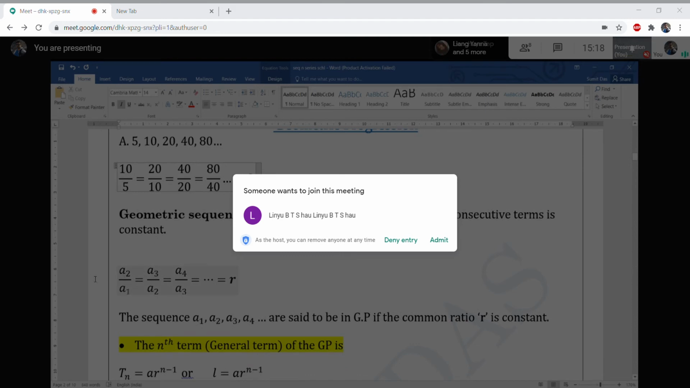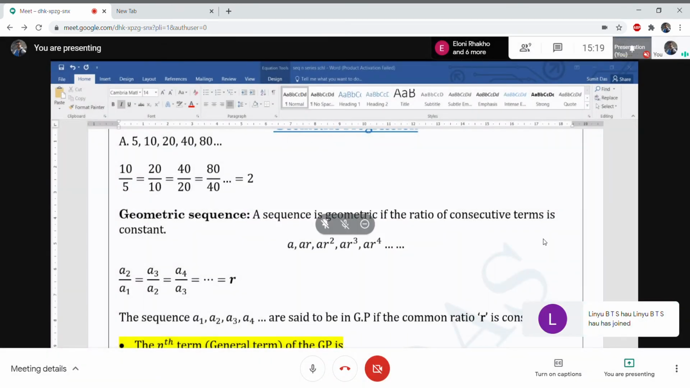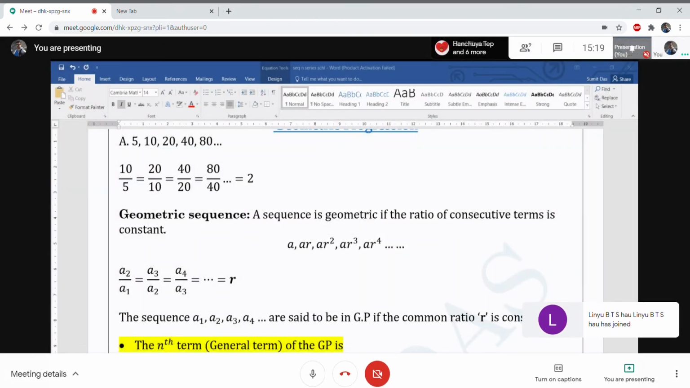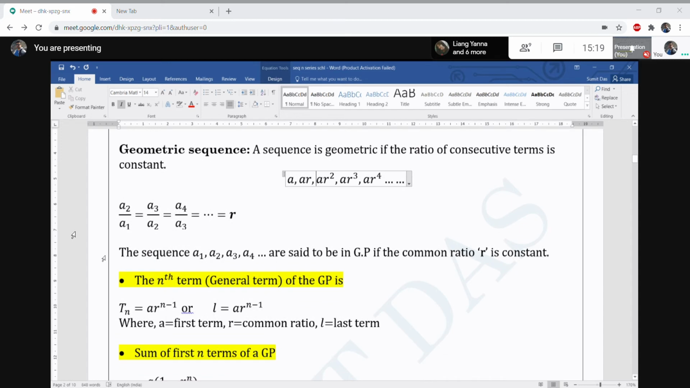Because the ratio of the consecutive terms, look, a2 by a1. What is a2? Ar by a. Here the second term will be ar, not ar square. Then the third term ar square, then the fourth term ar cube, like this. Always you will get the constant r. So another type of definition is: the sequence a1, a2, a3, a4 is said to be a geometric progression if the common ratio r is constant.